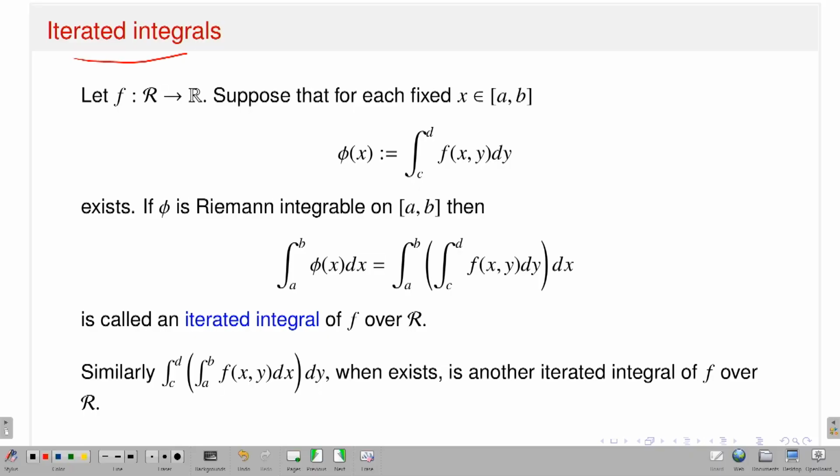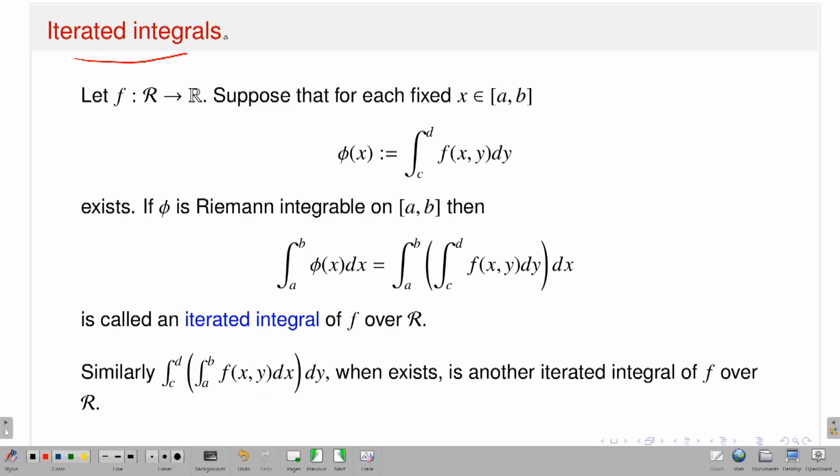The notion of double integral, or Riemann-Darboux integral, I discussed in my last lecture in terms of Riemann sum or in terms of upper integral and lower integral. So now, what are iterated integrals? As I said about iterated limits, if I have a function from R2 to R, then there is a notion of iterated limits.